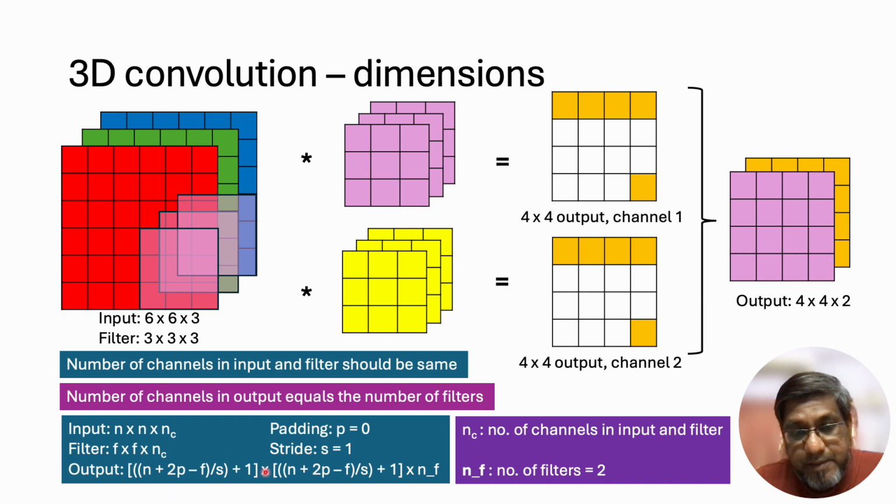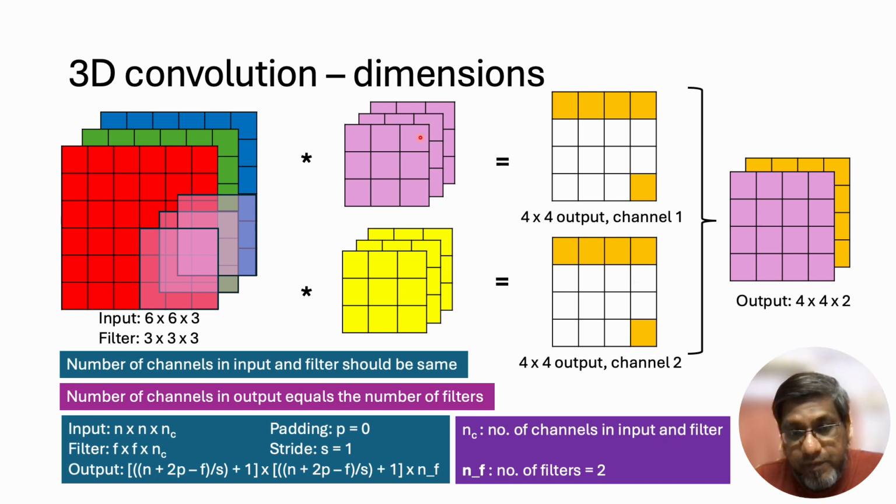So this parameter on the left here, the first number for the dimensions, becomes 4, and similarly the second number also becomes 4. That is 6 plus 0 minus 3 divided by 1, which is 3, plus 1 is 4. That's why we get an output image whose dimension is 4 by 4 times the number of filters. So we have 2 filters here, so we get 2 channels for the output.